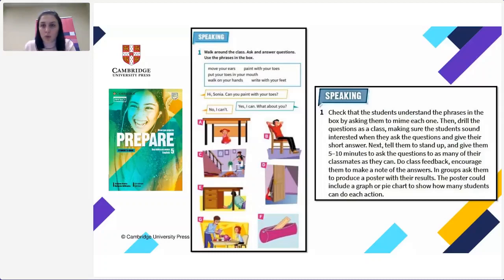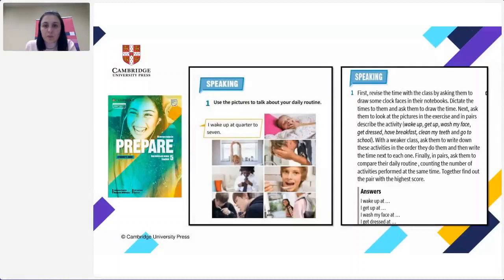Excuse me, one moment. I would like to show you another example of developing speaking skills in this book. Look, please. Again, on the left, we have the screenshot from the book. It's only several pictures and a short description: use the pictures to talk about your daily routine. That's it. And one example: I wake up at 6:45.